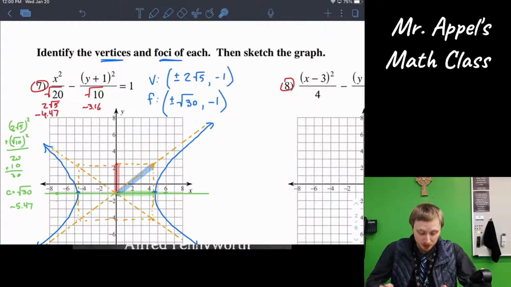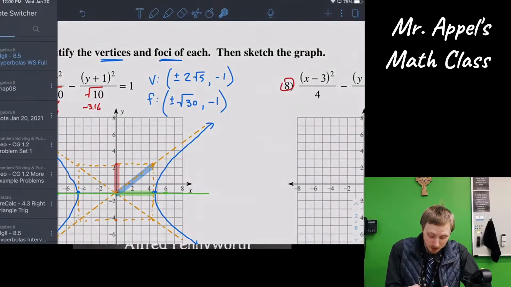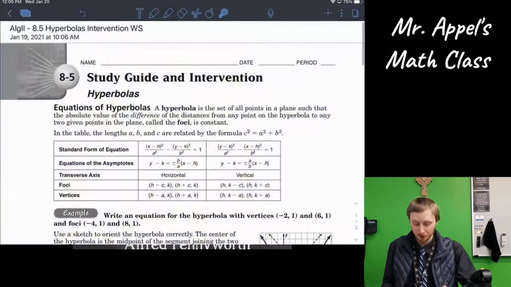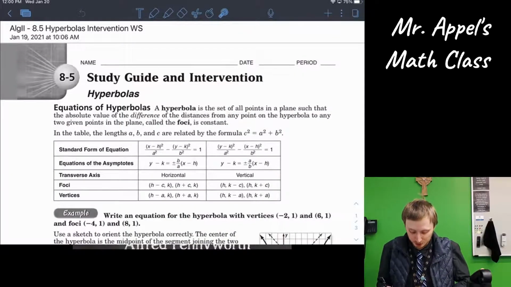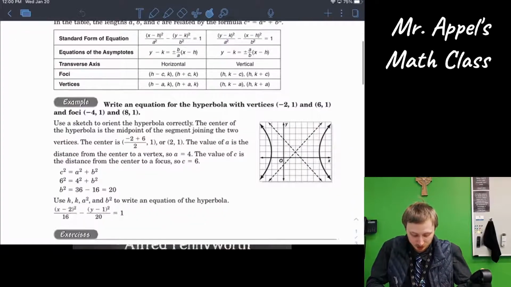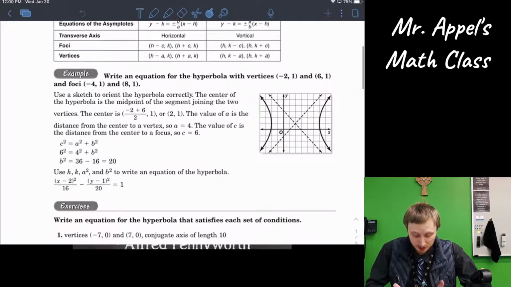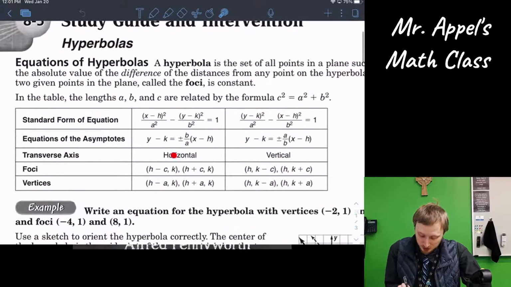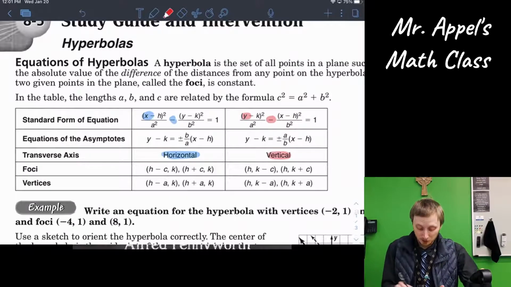Okay, so then for today's work, you have somewhere, all right, a parabola intervention worksheet. So everything you need is right there on the sheet, along with an additional example. Remember horizontal versus vertical, okay? If x is first, it's horizontal. If y is first, it's vertical. And what do we mean by that?